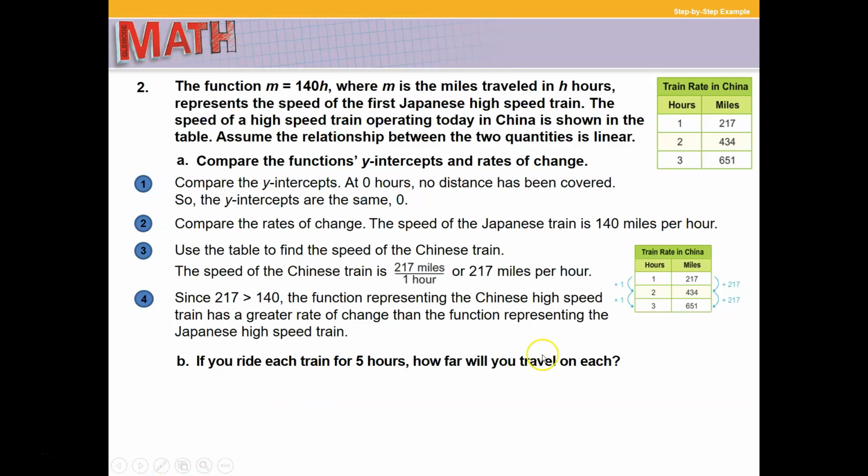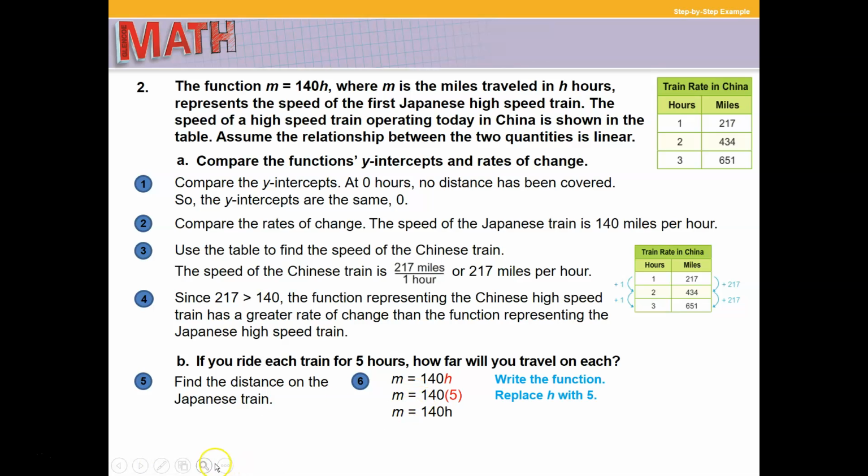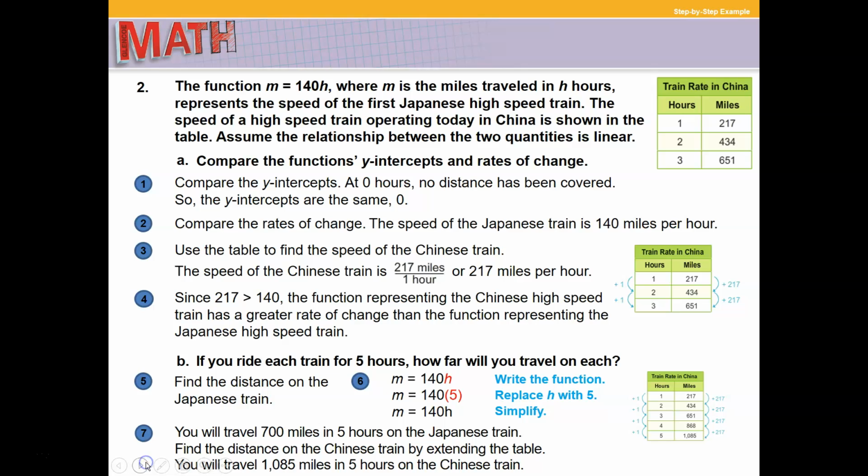So now after 5 hours, how far will each one travel? So we need to put a 5 times 140 and then a 5 times 217. The Japanese train will travel 700 miles in 5 hours. The Chinese train will travel 1,085 miles in 5 hours.